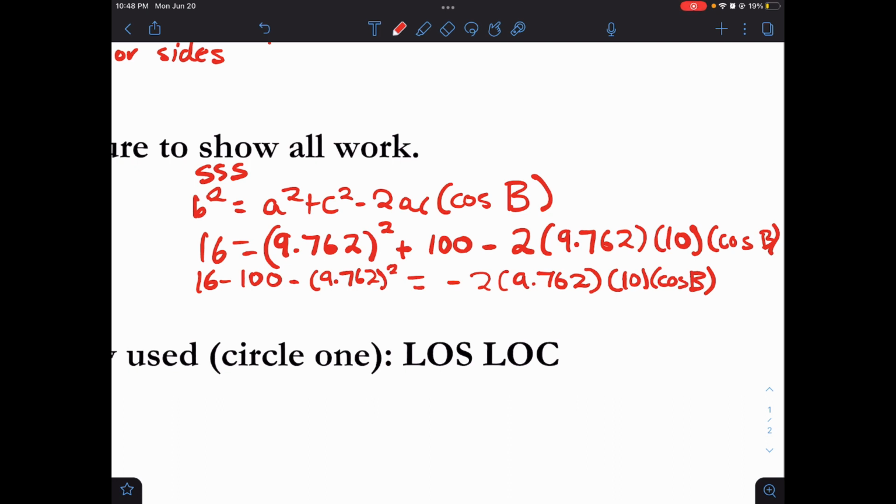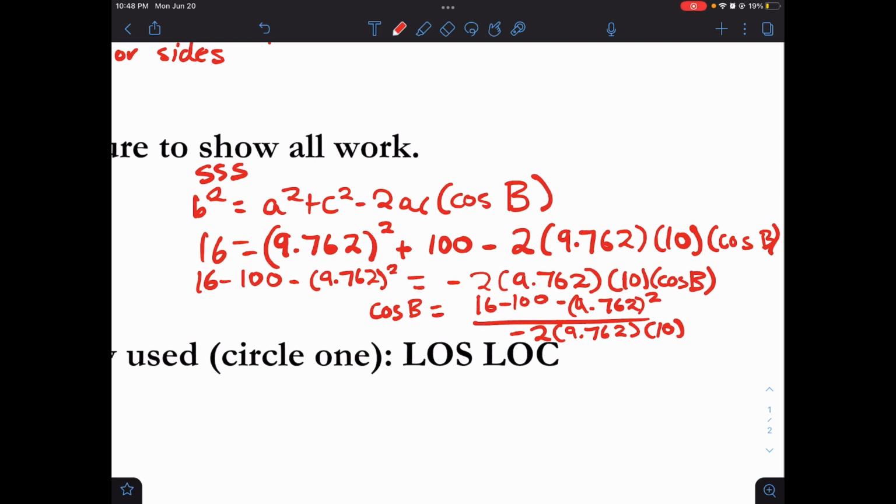Now that we have that, we can also put the cosine of B is equal to 16 minus 100 minus 9.762 squared, all over negative 2 times 9.762 times 10. So now that we have all of that, let me plug it into my calculator. That's going to take a second.